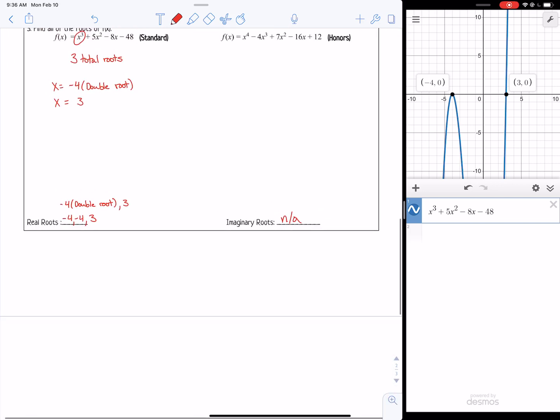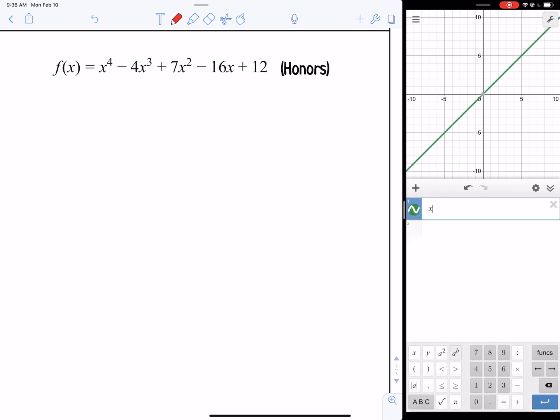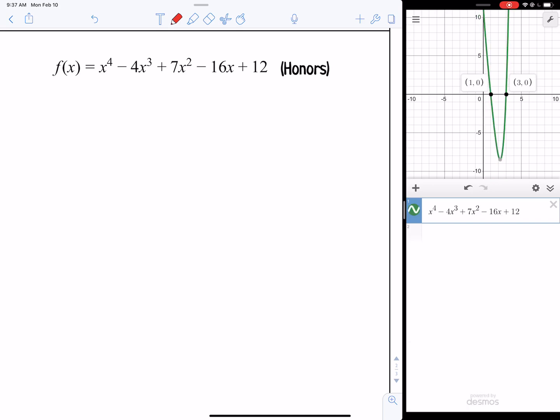All right, so for honors, we'd want to do the same process. Type it in your calculator and check and see what's happening. So let's say x to the 4th, or I would type it in Desmos. It's just easier to manipulate the graph with Desmos for these. Okay, so type it carefully in your calculator, and then you can tell you have 2 real roots, and 2 would be imaginary. And we know we have 4 total.